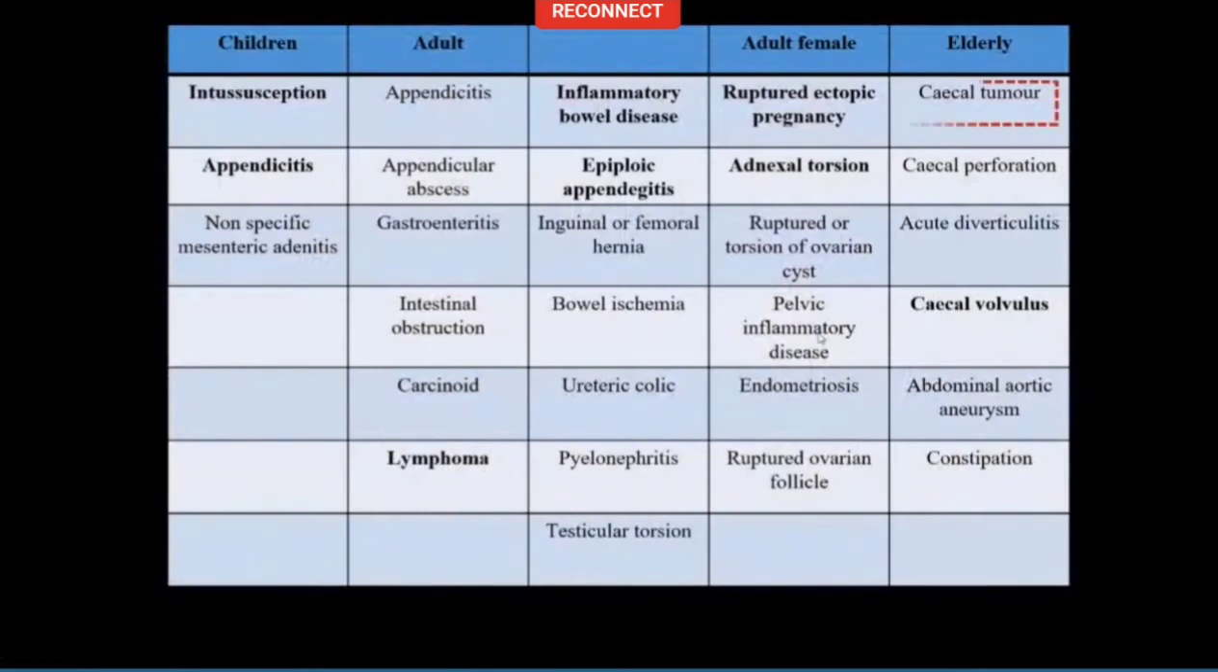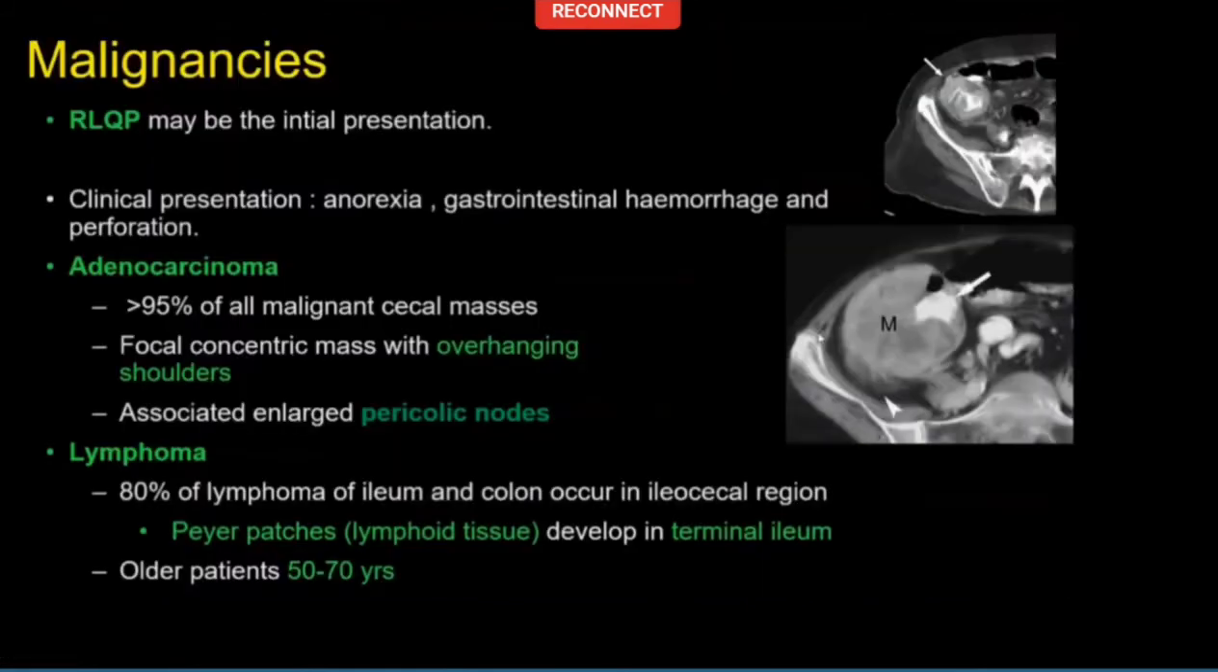Proceeding to next is the cecal tumor. Now, malignancies in the right lower quadrant may present as pain in the right iliac fossa. At times, the clinical presentation may be anorexia. It may have some occult blood in stools, or it may present as an acute abdomen with a perforation.